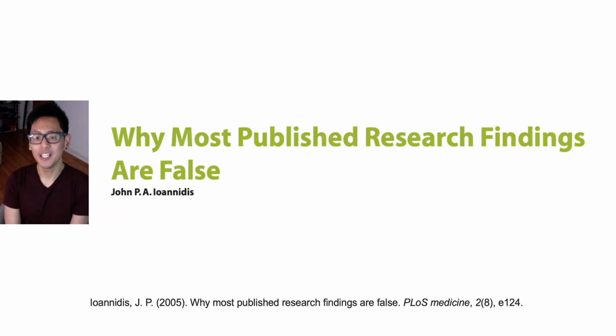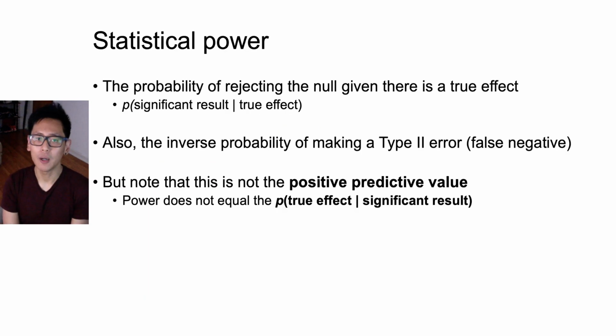So in combination, some researchers started to believe and have proposed that most published research findings may be false. This is a provocative and influential paper by John Ioannidis. This paper is influential for many reasons, one of which is statistical power and the simulations of what that is. So firstly, let me explain what statistical power is. Statistical power is the probability of rejecting the null given that there is a true effect. So the probability of a significant result given a true effect. You can also think of it as the inverse probability of making a type 2 error, so the probability of not missing an effect or not making a false negative.